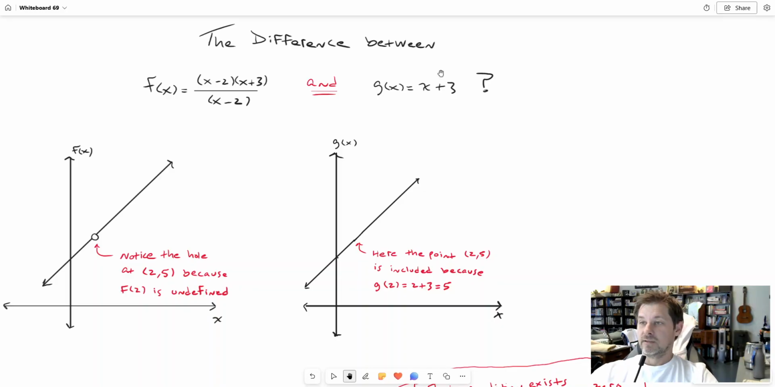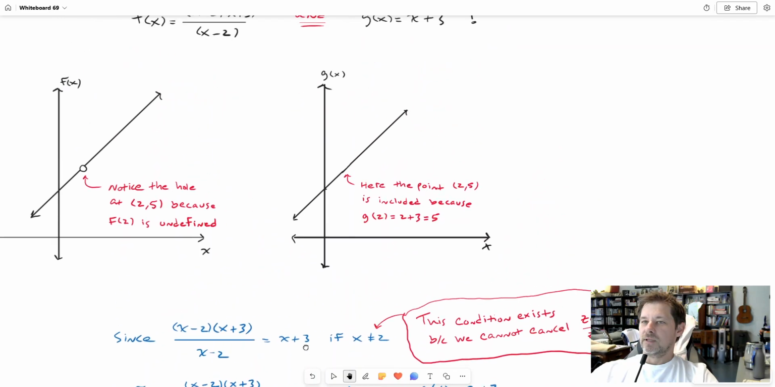Because, in fact, for this function, when you plug in 2 for x, you get 2 plus 3, which is 5 for y. So that's why that point has got to be there. So even though these might look a lot different, the graphs are hardly different at all, but this one does have a hole and that one doesn't. And let's talk about why that is.